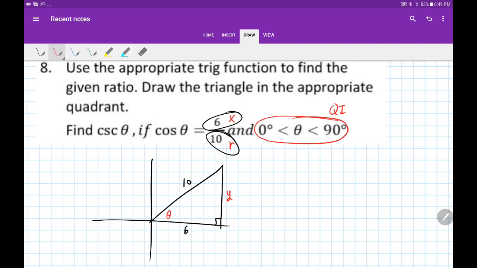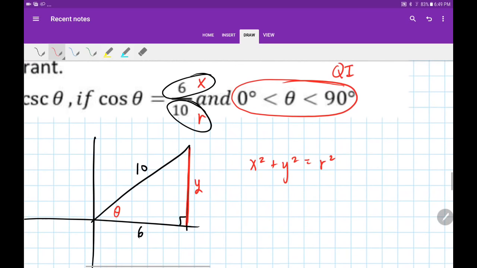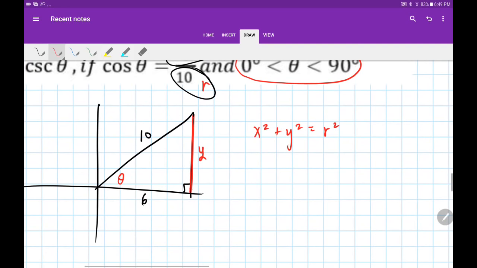In order to figure out my y, by the way, this is theta right here. In order to figure out this length, I'm going to use the Pythagorean theorem, which is x squared plus y squared equals r squared. So I'm going to plug in what I know. X squared, that means 6 squared plus, I don't know what y is. And r is the hypotenuse, the longest side. It always goes on the other side of the equal sign. So it's going to be 10 squared.